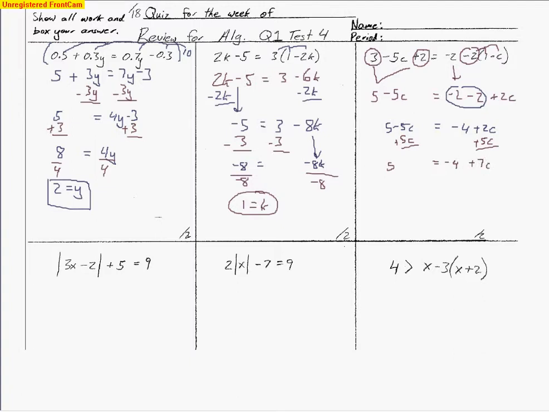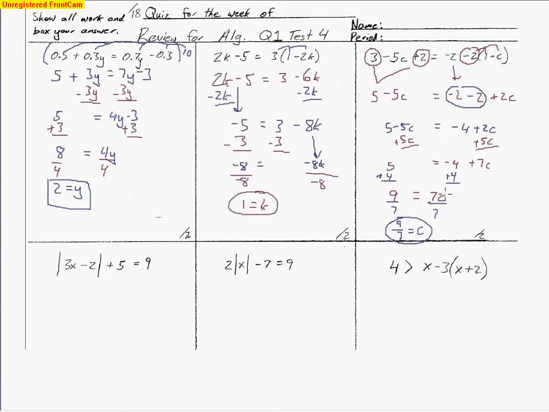So my next move is to add the 4 to both sides. So I'll add 4 over here as well. And so what that leaves me with is a positive 9 equals 7c. So when I go ahead and do the division, divide by 7 on both sides, it leaves me with 9/7 equals c.